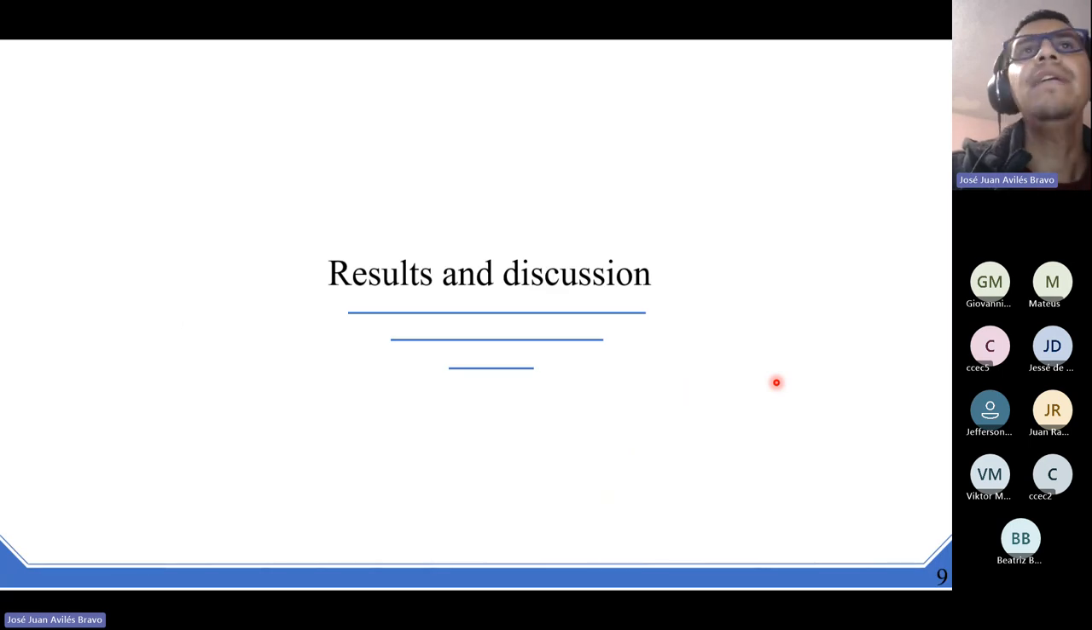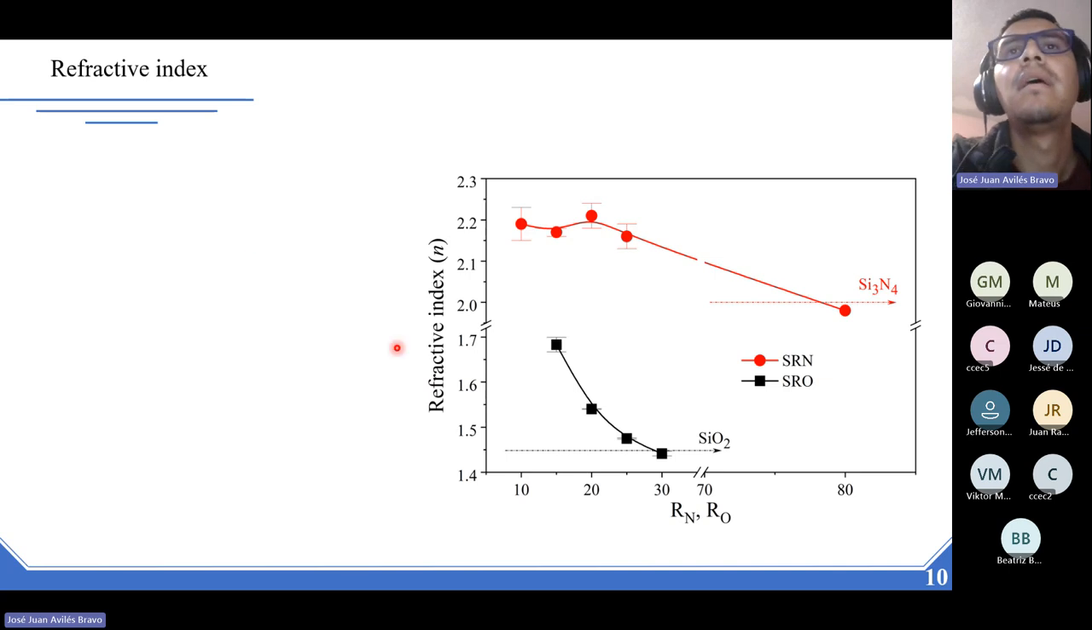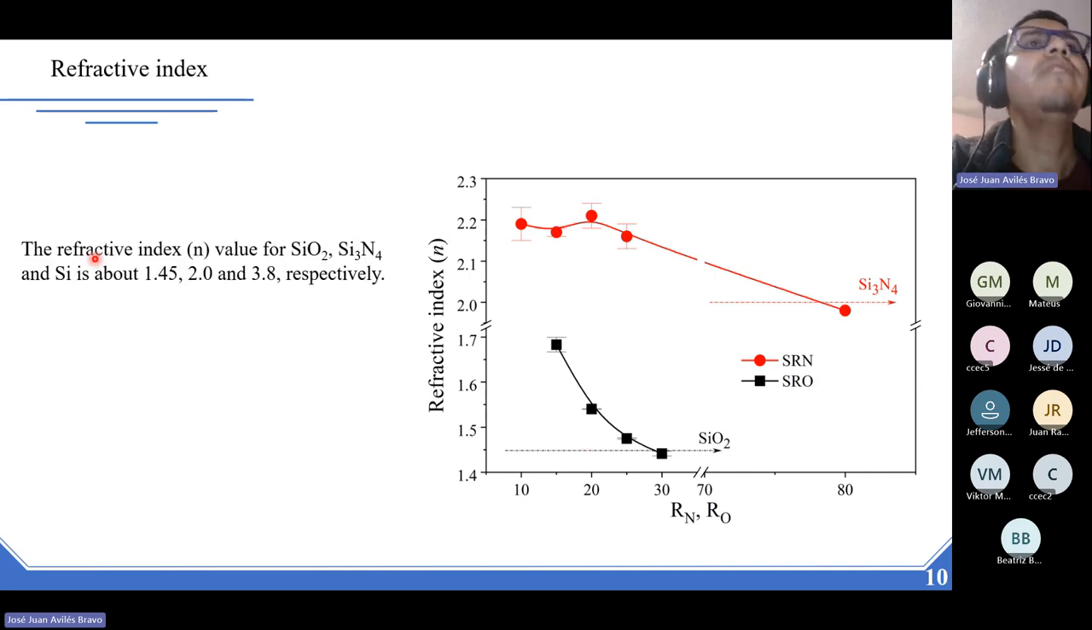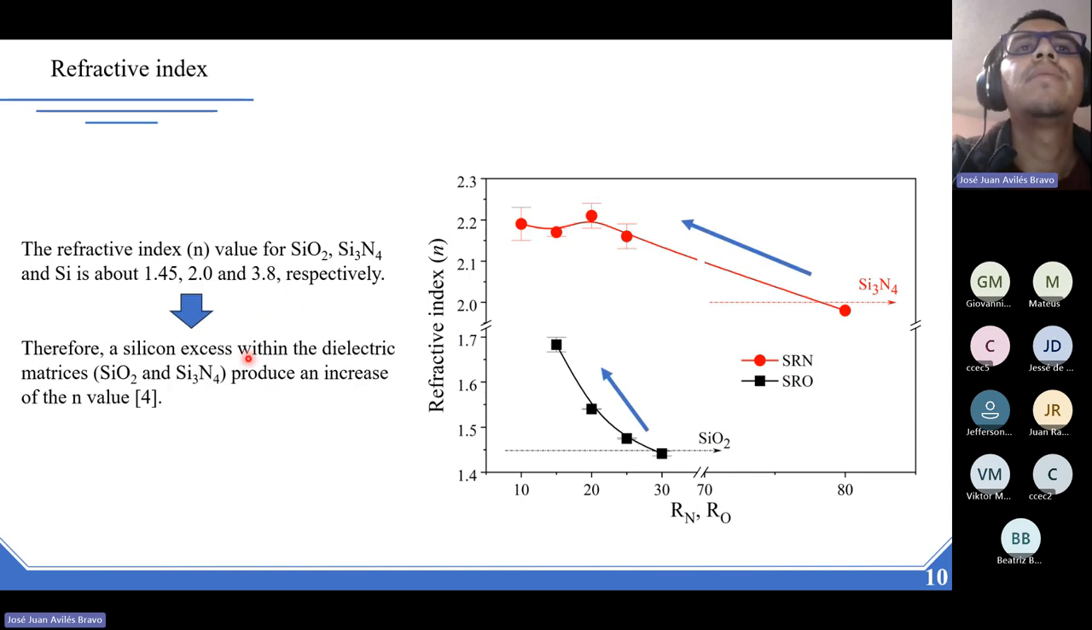In the results and discussion, the first characterization is the refractive index. This figure shows the refractive index versus the flow rate before thermal annealing. The refractive index values of the stoichiometric dielectric matrix and of silicon are about these values. So the silicon excess within a dielectric matrix produces an increase in the refractive index values. So these films had more silicon excess than the others, as planned in the fabrication process.